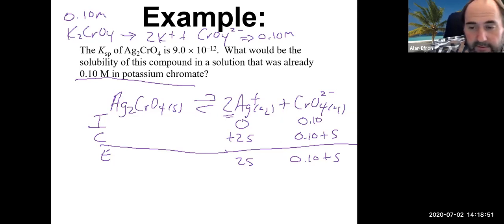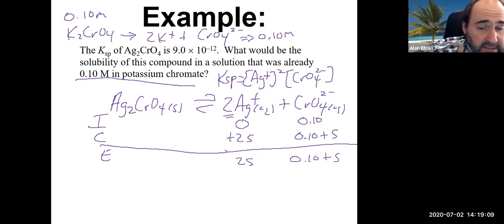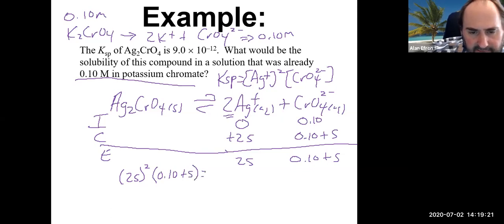Like normal, as we've done a lot at this point, we want to use our expression, which in this case is the concentration of silver, squared because of the 2, times the concentration of chromate. And that equals 9 times 10 to the minus 12. We're going to put our numbers in. So we have 2s, which we need to square, times 0.1 plus s equals our Ksp value of 9 times 10 to the minus 12.